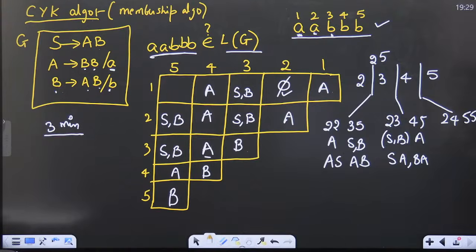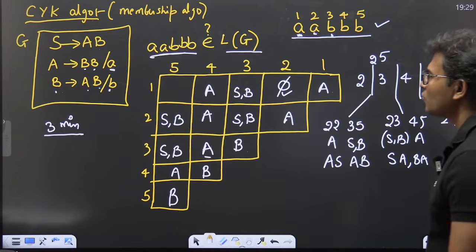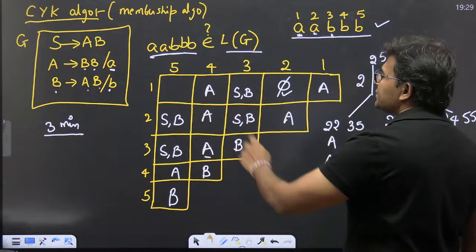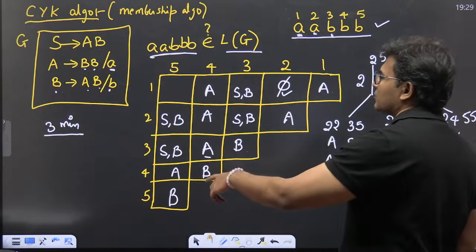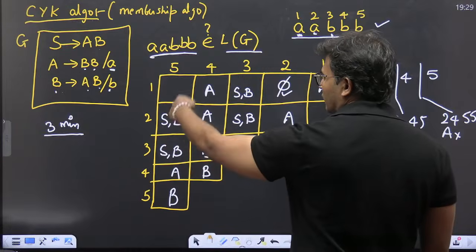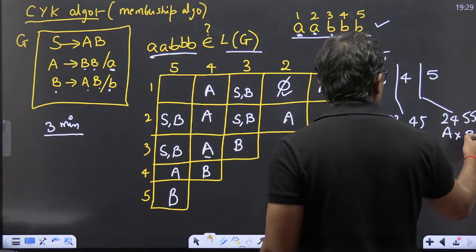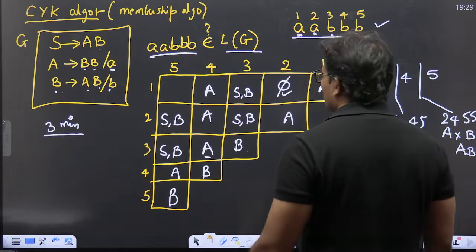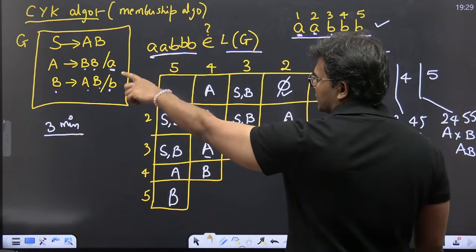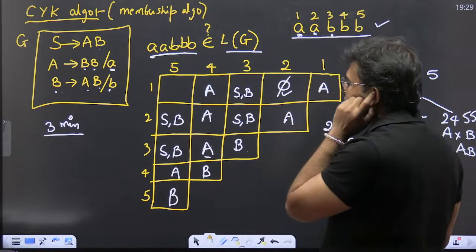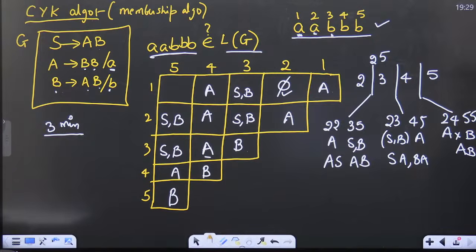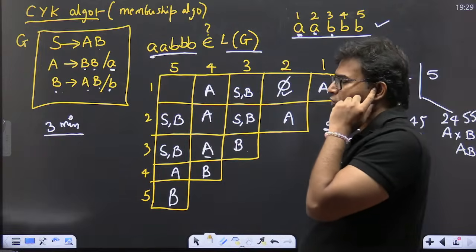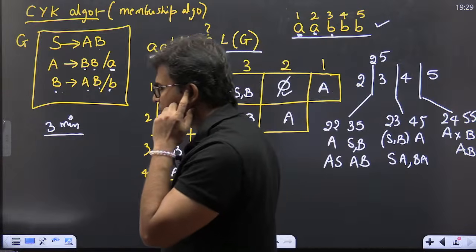Now what about 2 4 5 5? 2 4 is A and 5 5 is B. So this is going to be AB. Now see, on the right hand side, AB is present at S and B, right? So already we have SB, so there is no need to add anything.